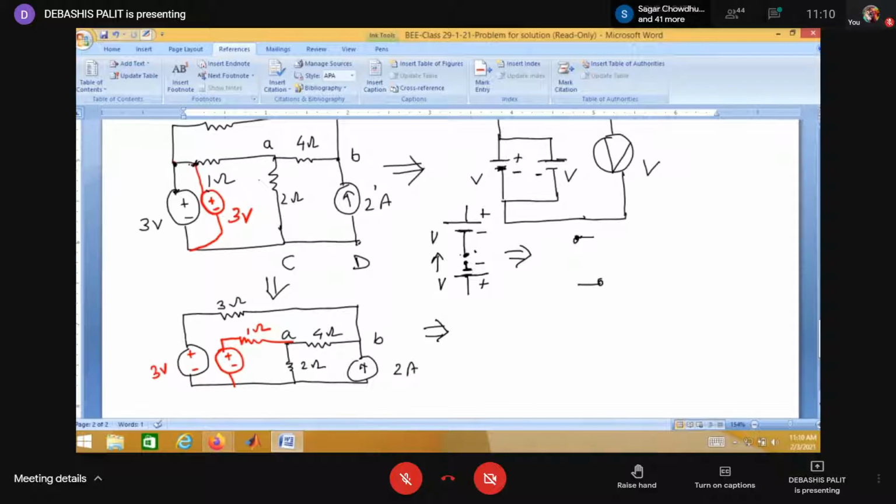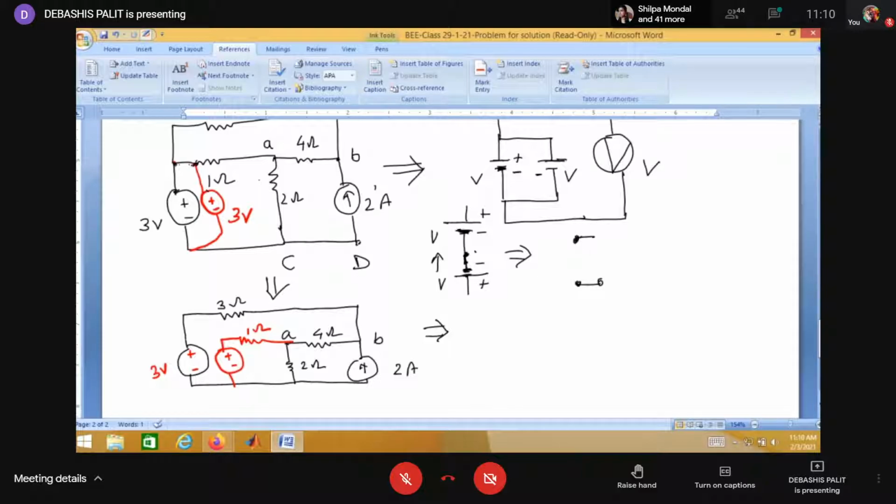If two voltage sources are there and these are in equipotential, two cells connected with the same polarity, then the actual voltage source is V minus V. So actually there is no voltage source at all. So you can open this circuit.